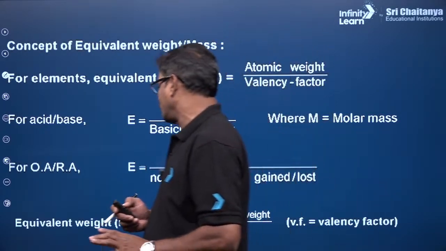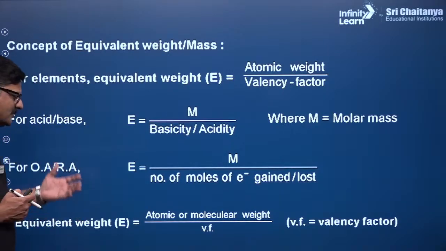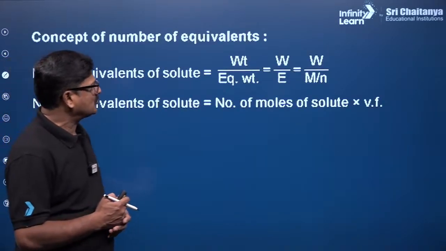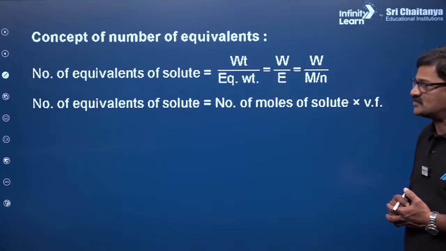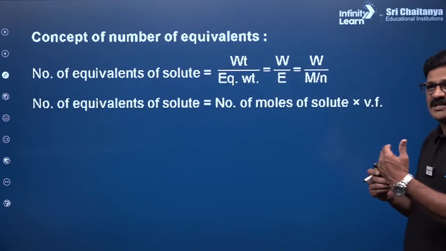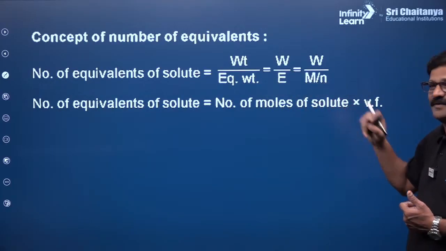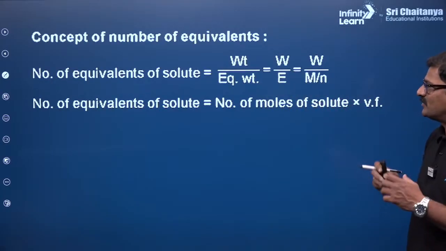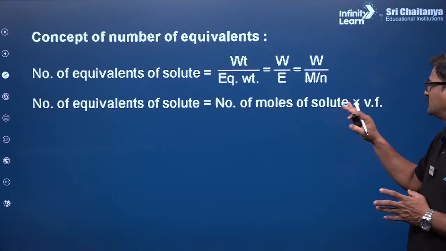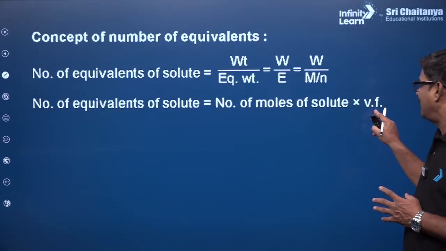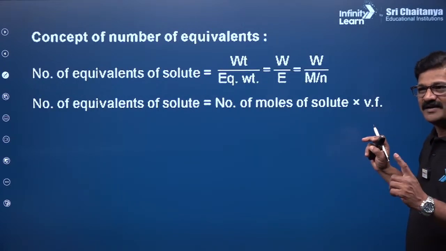shot. And talking about equivalent weight, it is equal to atomic weight or molecular weight upon the valence factor, and talking about law of equivalence. So number of equivalents of a solute is equal to weight by equivalent weight. Equivalent weight means molecular weight by N factor, no? So number of equivalents of a solute equals number of moles of solute into valency factor, that is your N factor, bachcho. Are you getting or not?